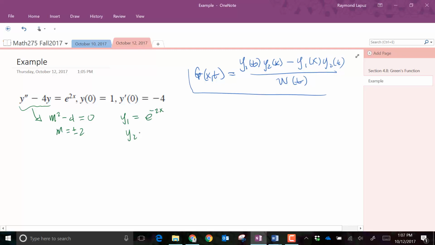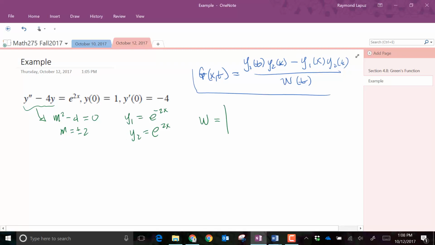And then y2 of x is equal to e to the positive 2x. And those are our fundamental set that would solve the homogeneous differential equation. So it looks like we're going to need the Wronskian W. The order is going to matter now since you've assigned y1 and y2. So let's use the negative one to be the first function and then the positive one to be the second function.